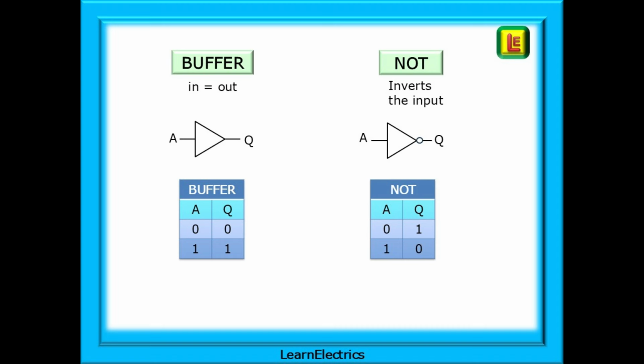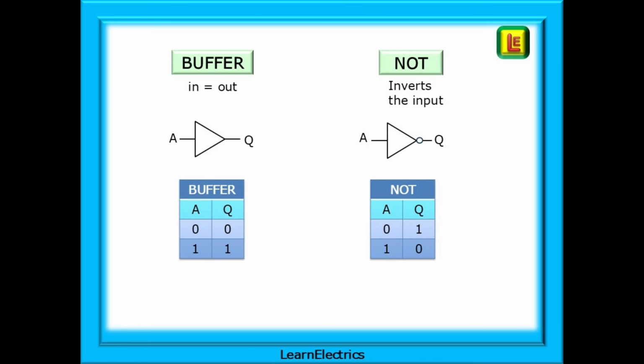And lastly, the buffer and the NOT gate. They have only 1 input and 1 output. Let's do the NOT gate or inverter first. Whatever the single input is, the output is the opposite. 1 in, 0 out. 0 in, 1 out. Easy. Now the buffer gate. 1 on the input gives 1 on the output. 0 on the input is a 0 on the output. What goes in comes out.